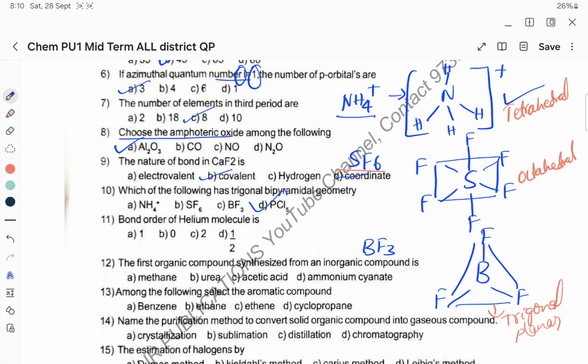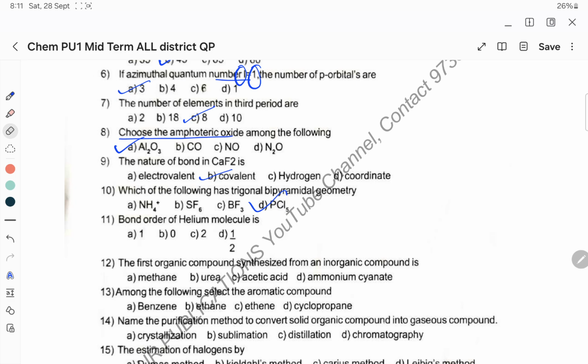Next, move on to the next question, question number 11, that is, the bond order of the helium molecule is. You need to calculate the bond order of helium. See, helium molecule, not a helium atom. Helium has 2 as its atomic number, and the helium molecule He2 has 4 as the total atomic number. How do we need to take this one? How do we need to write?